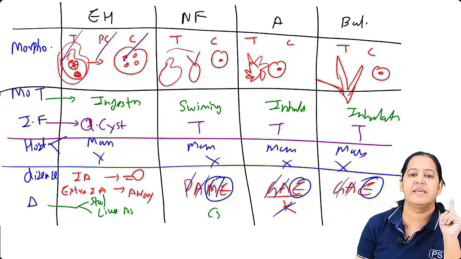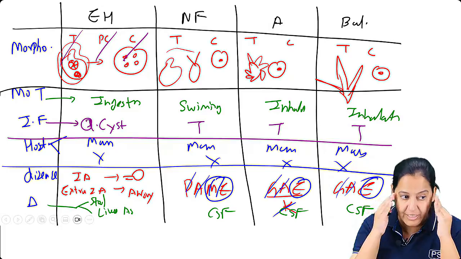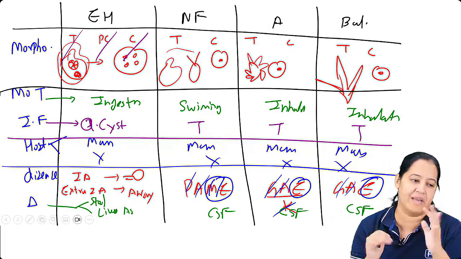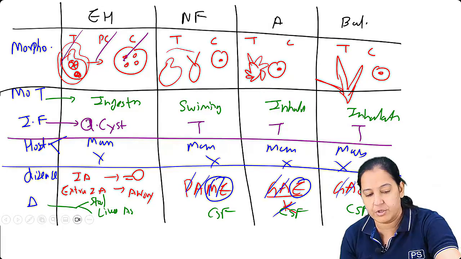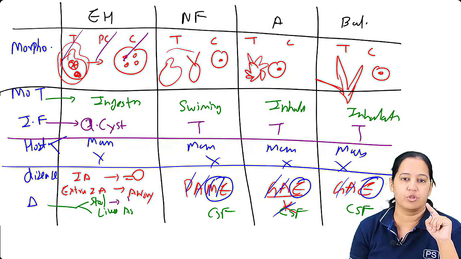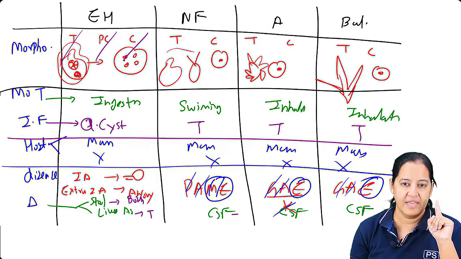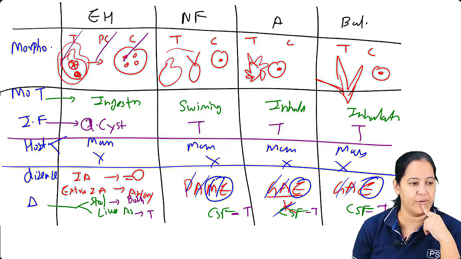Here we take CSF. Now with your brain, apply in which specimen you will get trophozoite, and in which you will get cyst. Whatever you get, understood? After that, let me tell you. In stool you get both trophozoite and cyst. In liver aspirate you get only trophozoite. And here you get only trophozoite. In the CSF you get trophozoites.